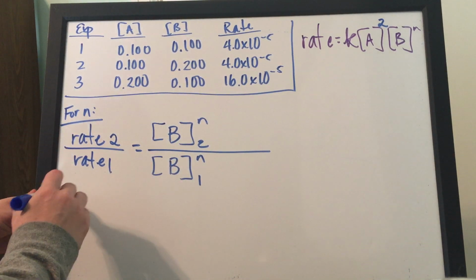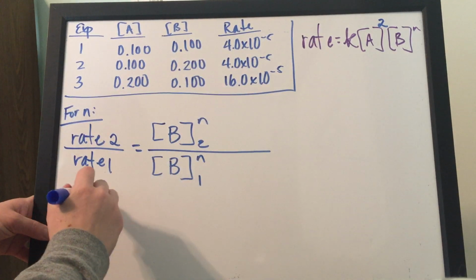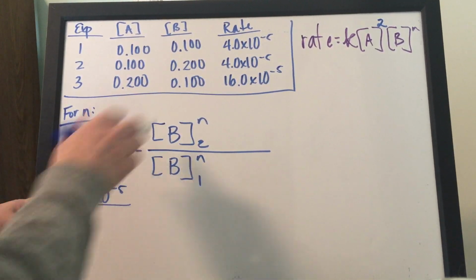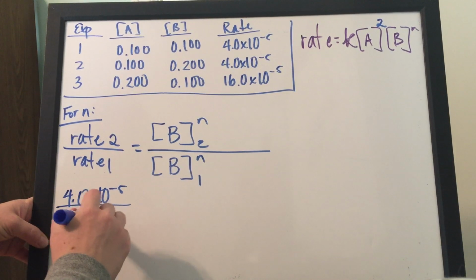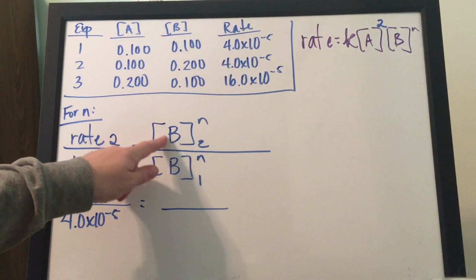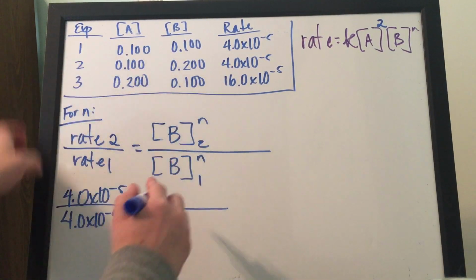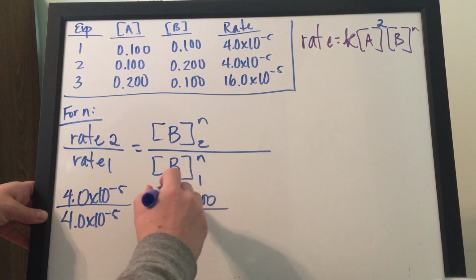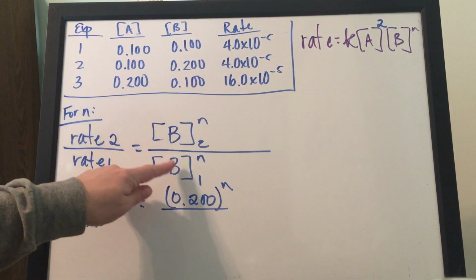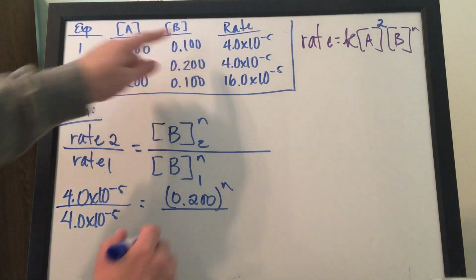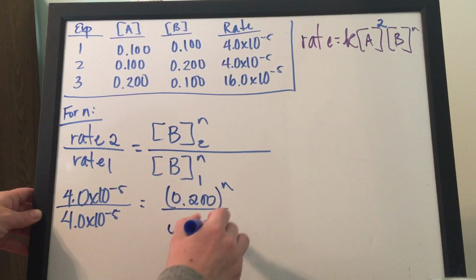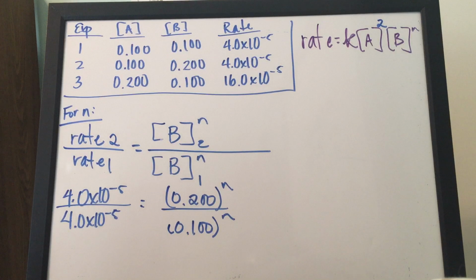So rate 2, 4.0 times 10 to the negative 5th over rate 1, 4.0 times 10 to the negative 5th equals B in experiment 2, that's 0.2 raised to the n, over B in experiment 1, 0.1 raised to the n. We simplify. This divided by this, well, that's 1. This divided by this, 2 to the n.